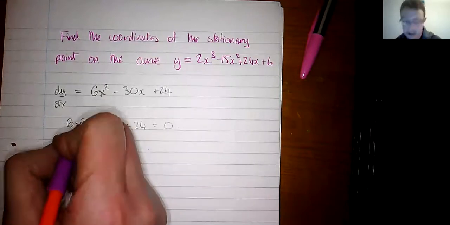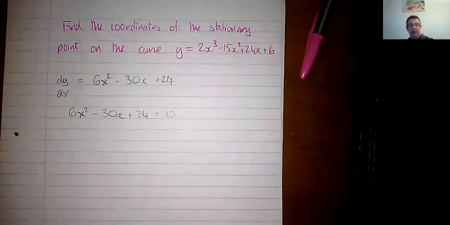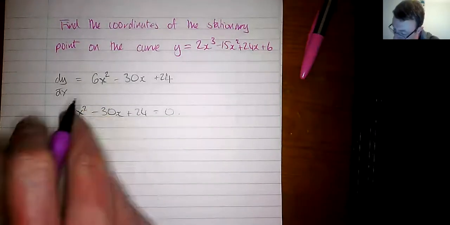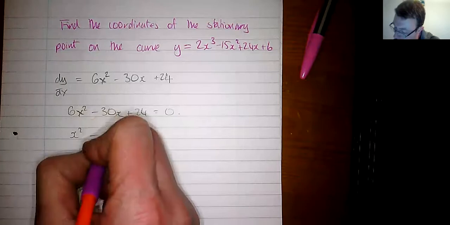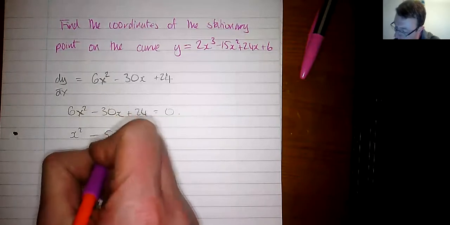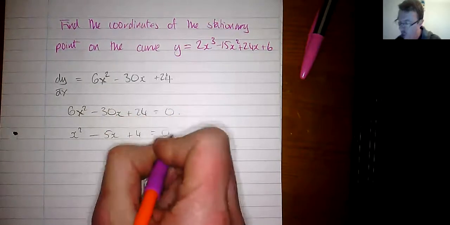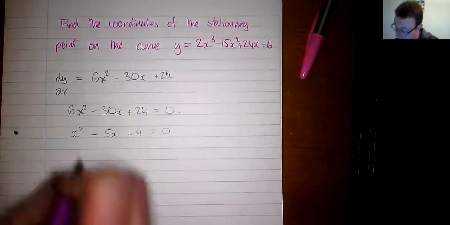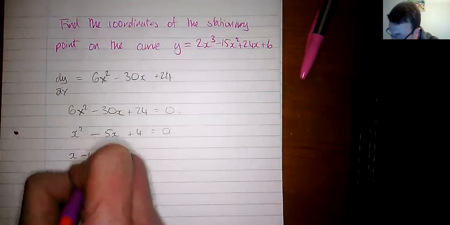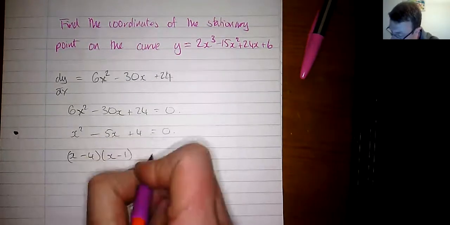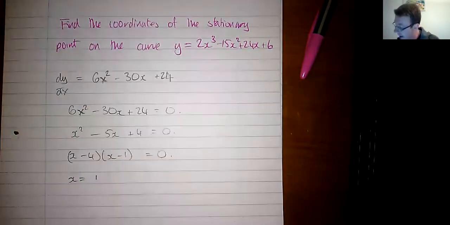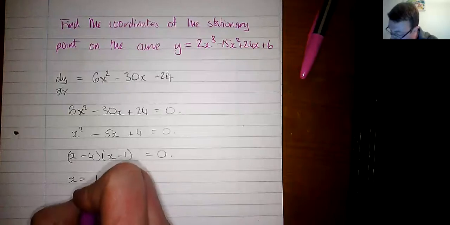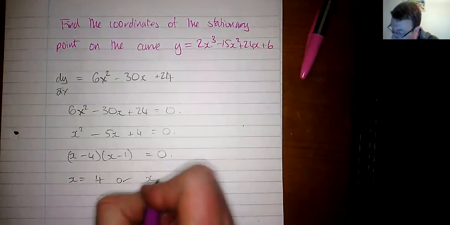Well, that's just a quadratic to solve. I don't really like the look of it, so I'm going to divide everything by 6. And notice really happily that everything does divide by 6. x squared, take away 5x, add 4 equals 0. I am much happier doing that because I can see that it factorizes. (x take away 4)(x take away 1) equals 0. So x equals 4 or x equals 1.